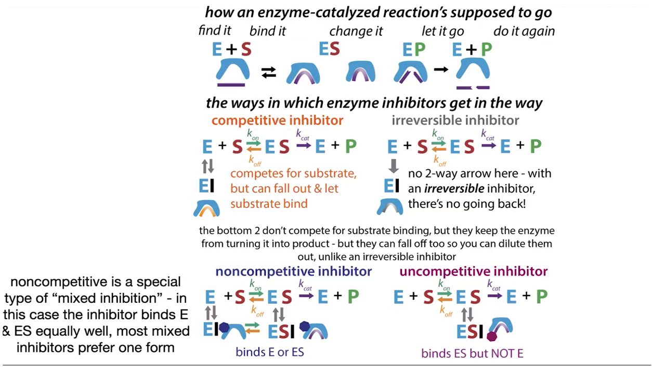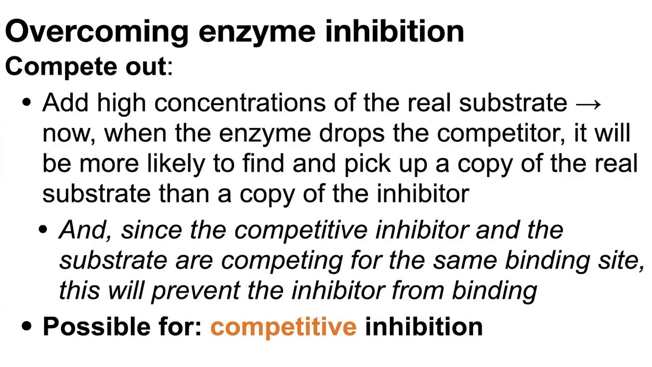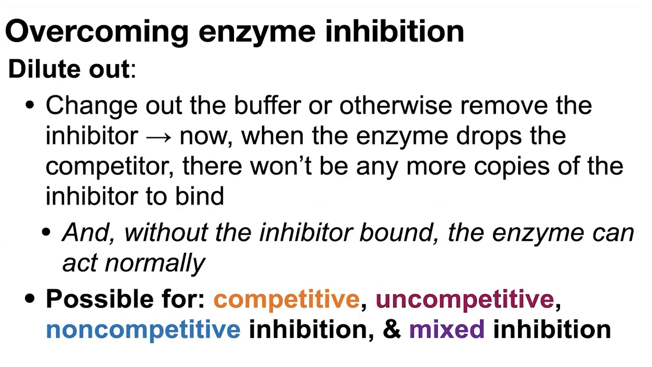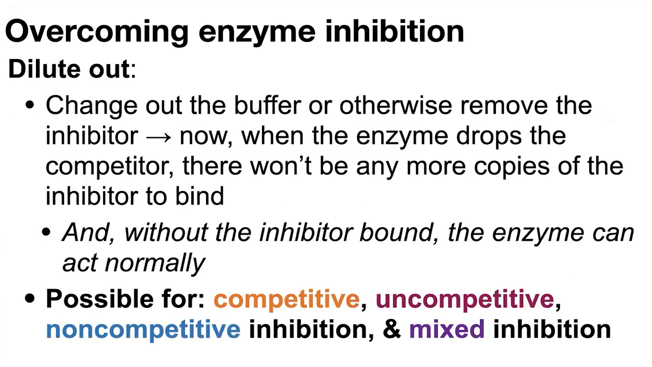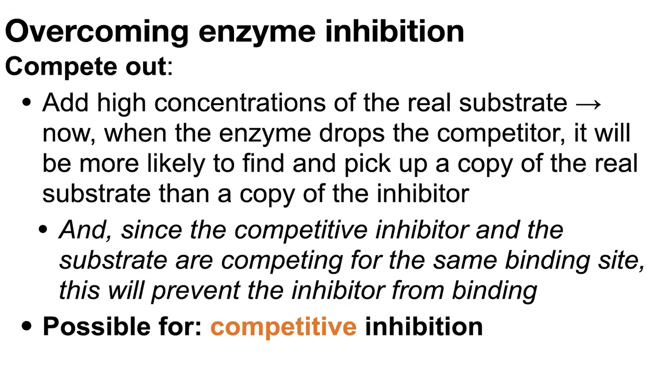So we have these types of inhibition we'll talk about: competitive, irreversible, non-competitive, and uncompetitive. And remember that mixed is just a type of non-competitive where you have unequal affinities for your enzyme and your enzyme substrate complex. How can we overcome this inhibition? It depends on the type of inhibitor. So for some inhibitors, we can compete them out, whereas for some of them, we can dilute them out or compete them out. And for some of them, we can't do any of those. So let's go through what I mean by compete out and dilute out.